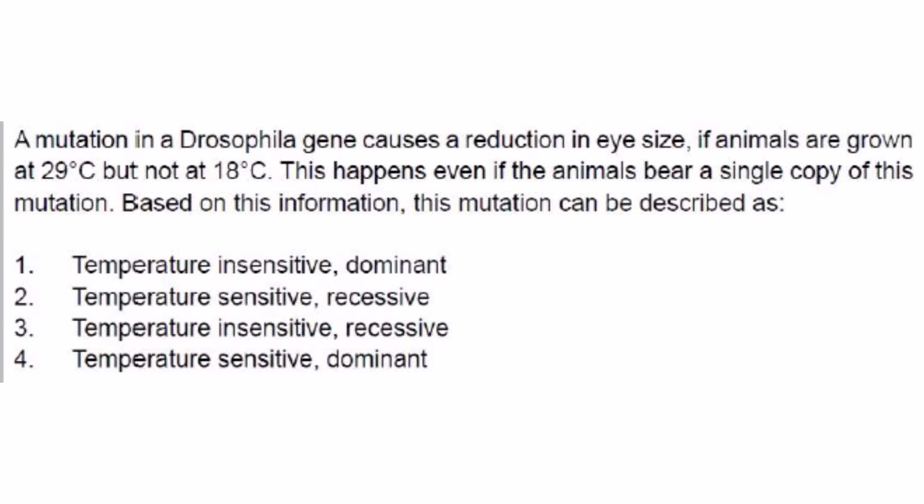Okay, they have said whether it is recessive or dominant. So they have told in the next statement, this happens even if the animal bears a single copy of this mutation. That means it is dominant. Okay, even if single copy of the mutation is present, it should be in the dominant condition, only then it will suppress the recessive gene and it will express itself. So it has to be dominant. So the answer here is option 4, temperature sensitive and dominant.